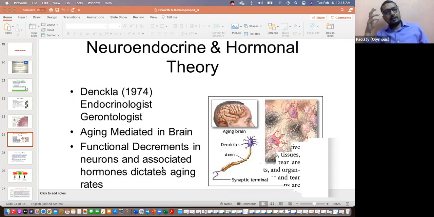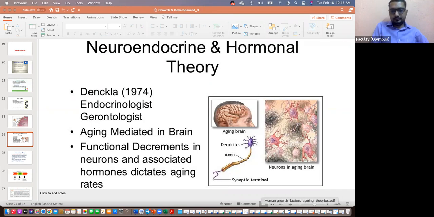The other way of controlling our body's aspects, as we were talking about with growth factors, is hormones. So not being able to associate well with hormones and regulate through hormones can also result in the aging process. So changes to the components of our nervous system, like neurons, and also the hormonal system may result in aging. This is called the neuroendocrine and hormonal theory, or simply the neuroendocrine theory.